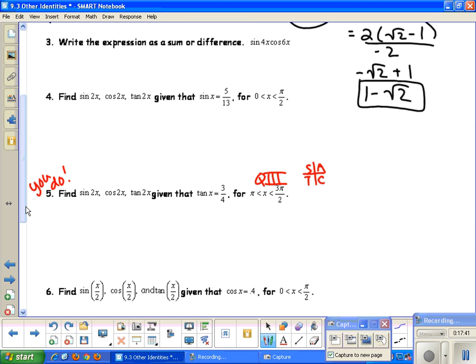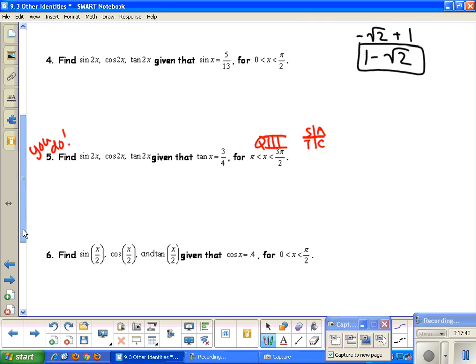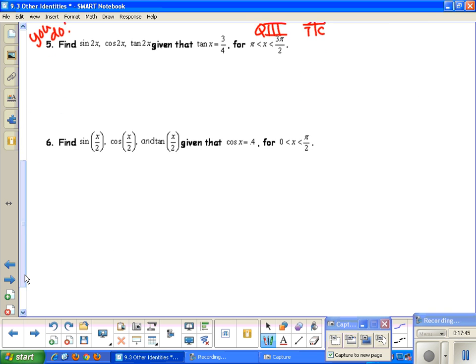We will do number 3 together in class, so you don't have to worry about that one. But let's look at number 6. For number 6, it says find the sine half angle, cosine half angle, and tangent half angle, given that the cosine of x is equal to 0.4 for values of x in between 0 and pi over 2.